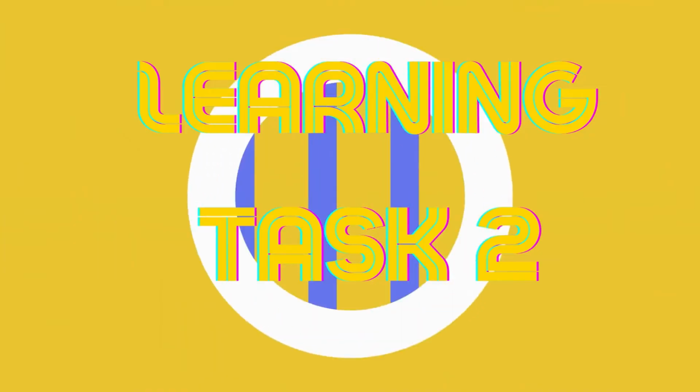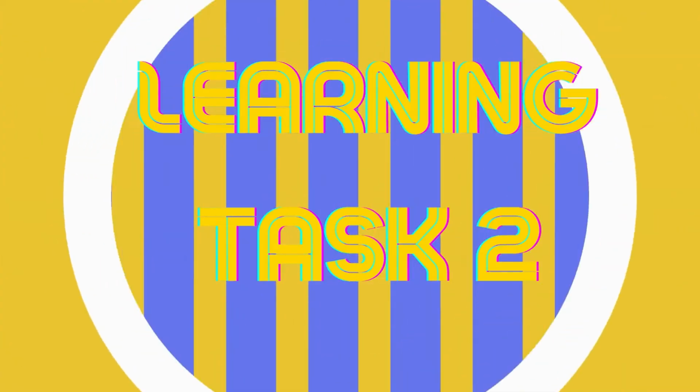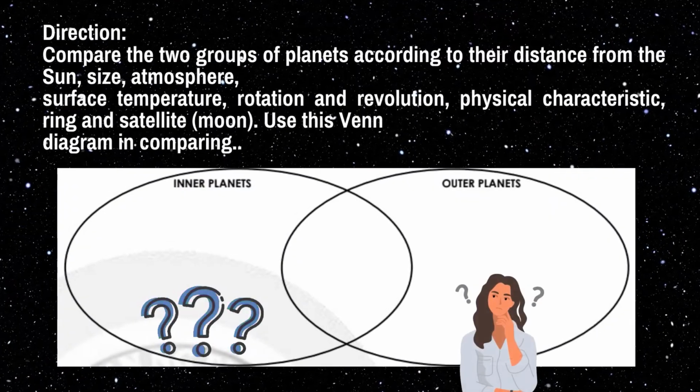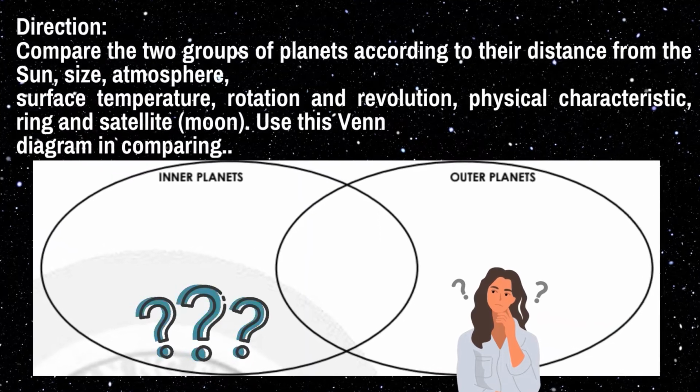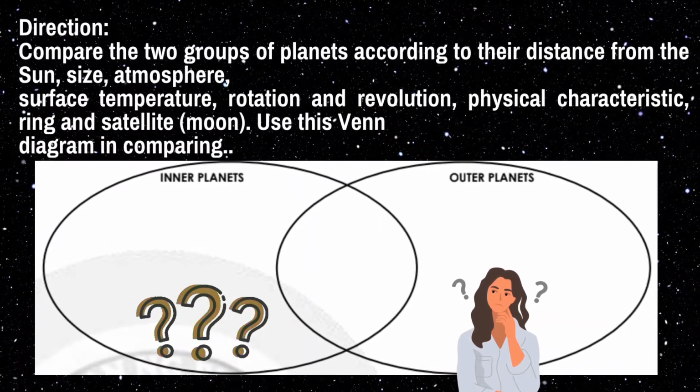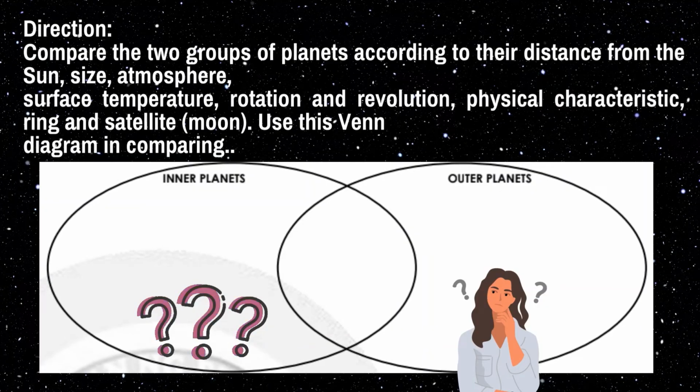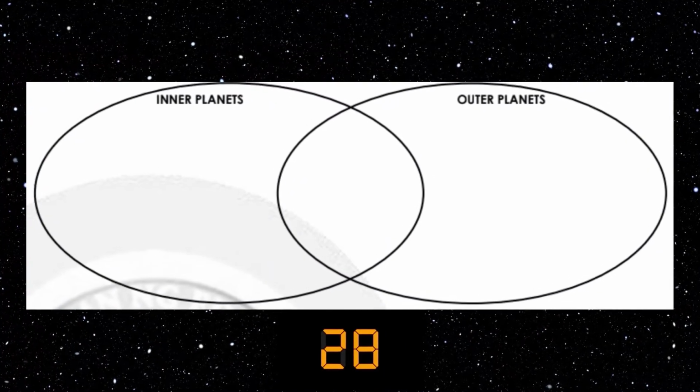For learning task 2, we have to, of course, compare the 2 groups of planets according to their distance from the sun. So we will focus on the size, atmosphere, the surface temperature, rotation and revolution, physical characteristic, the ring and satellite or the moon. Now let's use this Venn diagram in comparing. So we have 2 circles. The first circle is the inner planets, and on the right side, we have the outer planets. Now, let's take a look at this Venn diagram.